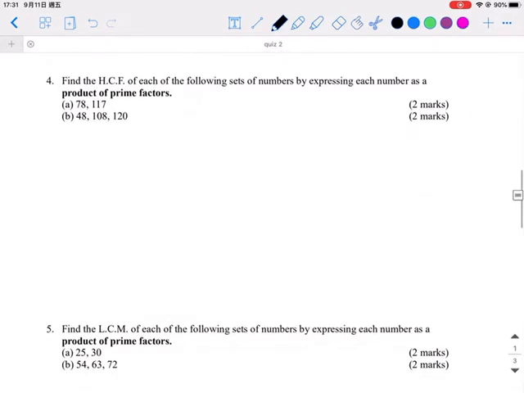Now next question. Most of the students do it wrongly because some of them use the method of short division. That is the primary school's method. Mr. Wong required you to use the method of product of prime factors. That means you need to change 78 into a product of prime factors first. So that means 39. This is the product of prime factors because 2, 3, and 13 are prime numbers. So first, 78 is equal to 2 times 3 times 13.